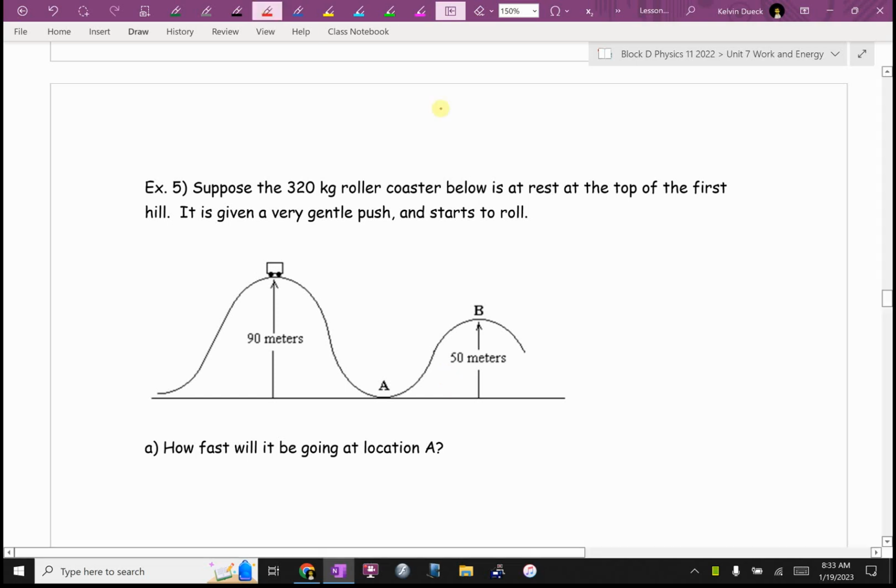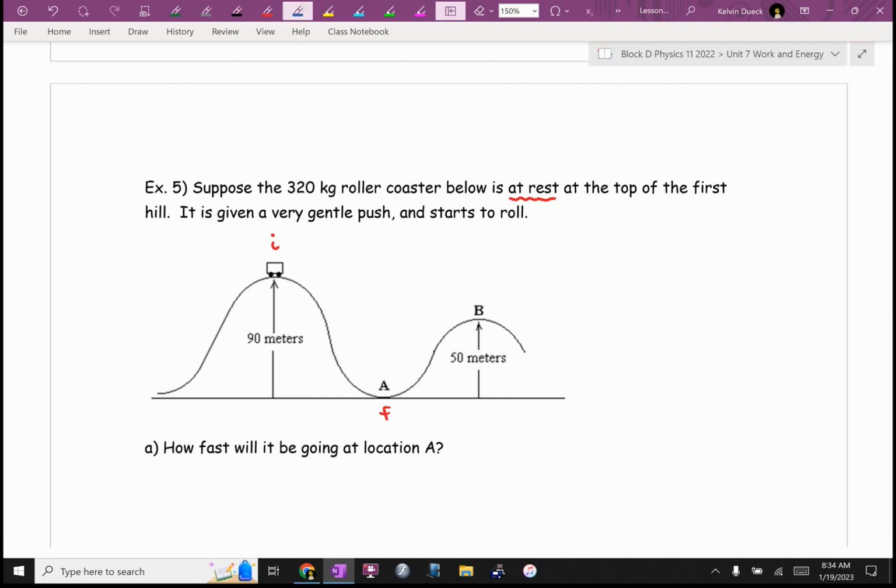I would probably mentally underline the phrase at rest. That tells me something. At the top of the first hill, it's given a very gentle push and it starts to roll. How fast will it be going at location A? I think, Tyler, the first thing that I would do is realize this is my initial location. That's my final location. I might add that to the diagram because I've written something down. I feel better.